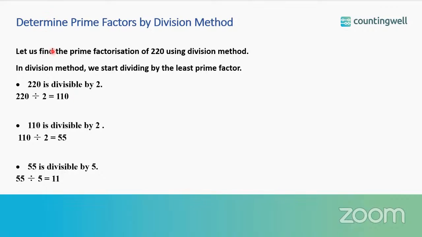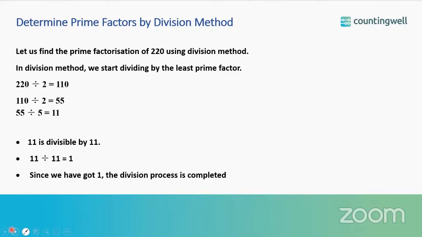For example, we can find the prime factorization of 220 using the division method. So what is the least prime factor? It is 2. So if we divide 220 by 2, you will get 110. If we divide 110 again by 2, you will get 55. 55 is divisible by 5, which is the next prime number. So we have 11. Then 11 is only divisible by 11. So 11 divided by 11 is 1. Since the quotient is 1, the division process is completed.